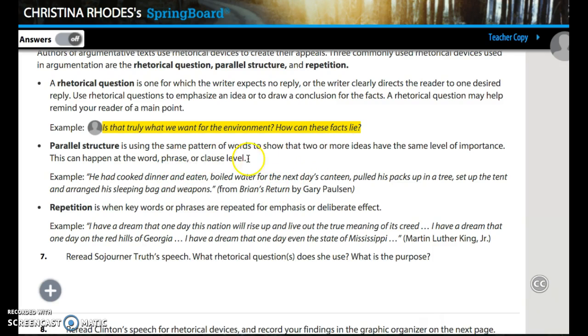Parallel structure is using the same pattern of words to show that 2 or more ideas have the same level of importance. This can happen at the word, phrase, or clause level. For example, he had cooked dinner and eaten, boiled water for the next day's canteen, pulled his packs up in a tree, set up the tent, and arranged his sleeping bag and weapons, from Brian's Return by Gary Paulsen. So they're showing that there are 2 or more ideas that have the same level of importance that are divided by these commas here. So this is an example of that.